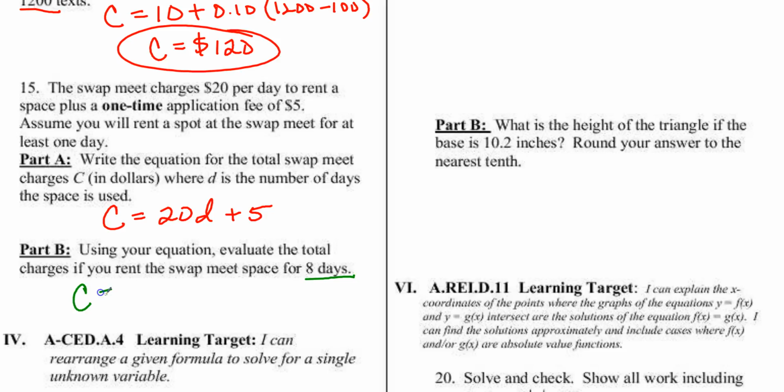Part B says use the equation to evaluate the total charges if you rent the space for 8 days. So my total charges is $20 times 8 days plus an extra $5. So $20 for 8 days is 160, plus 5 more dollars is $165.